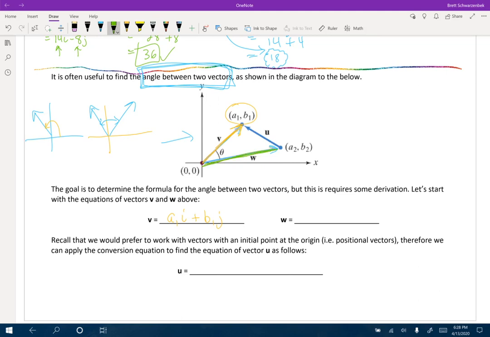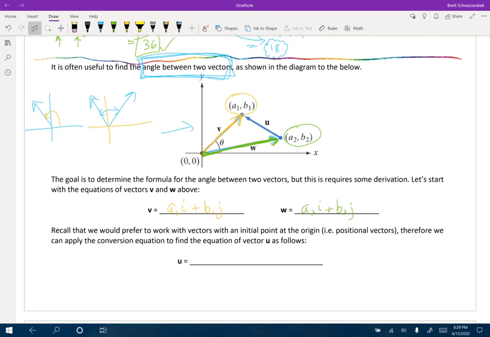So w, which is right here, is also positional because it's coming from the origin, and it has an endpoint, which means this one should be a2i plus b2j in terms of our derivation. But what about u? Okay, what about u? So let me get rid of this here so we can go back to it.